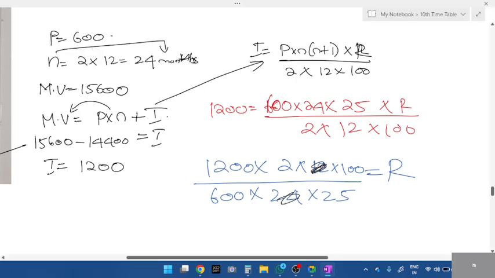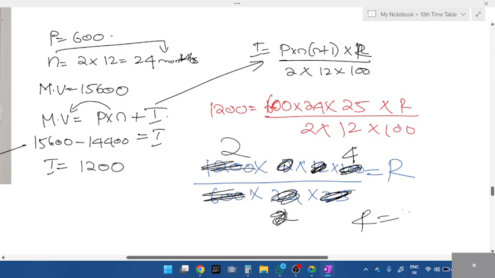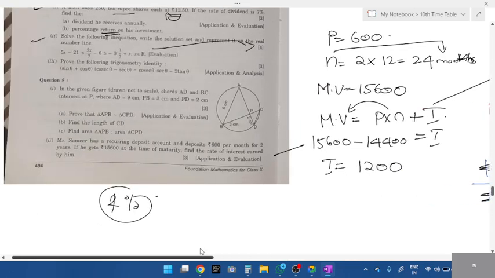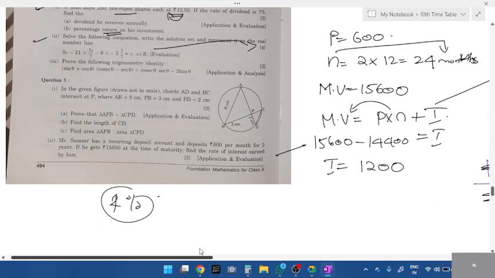Reduce this. Tell me the answer. 12 ones are 12, 2s are. 2 and 2 get cancelled. How many times does 25 go in 100? 4 times. How many times does 600 go in 1200? What is R? All of you got 8%? 8% is the answer. Which question is this? 3 marks. Question 5, second one.